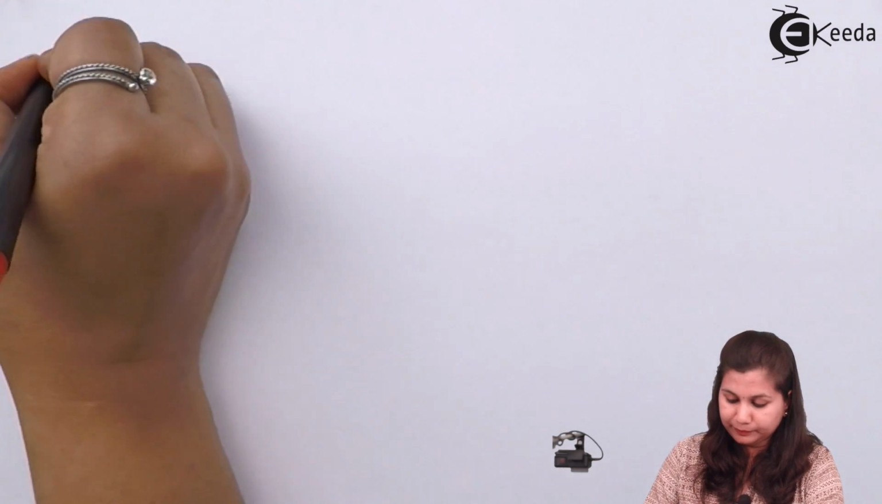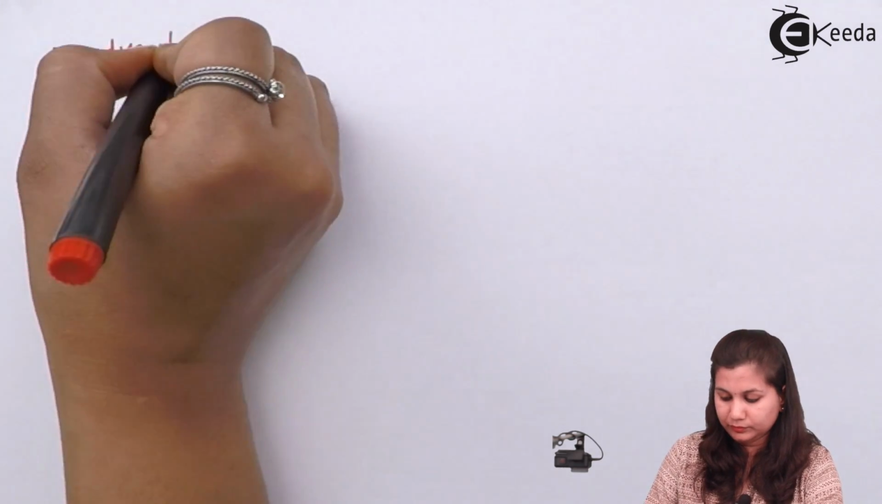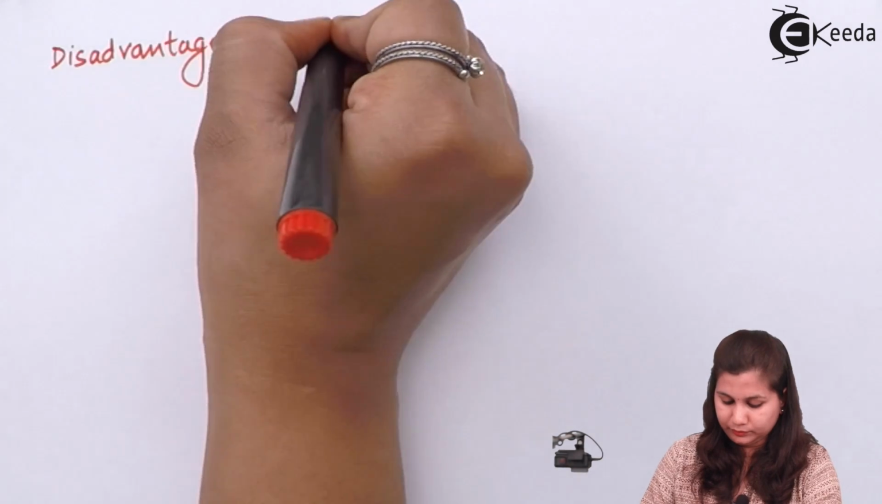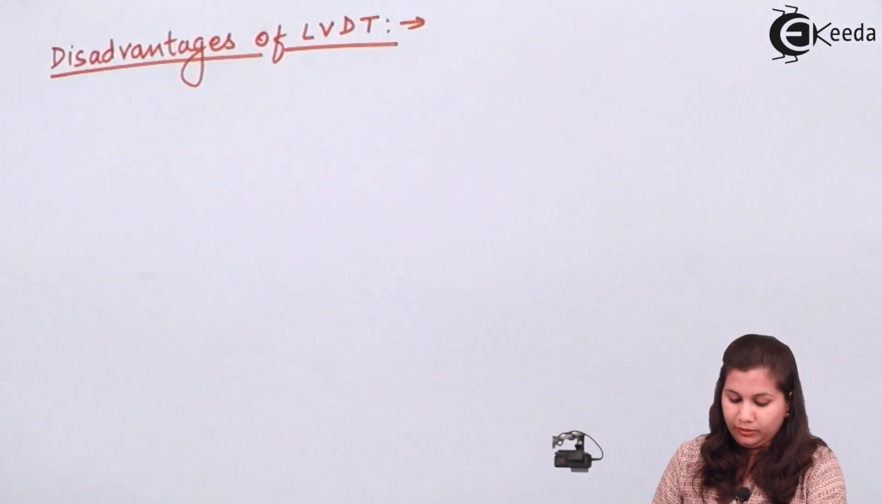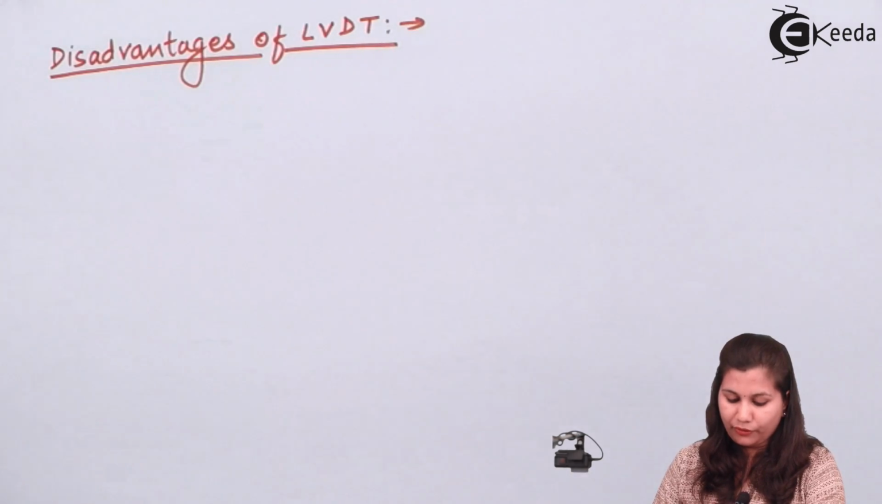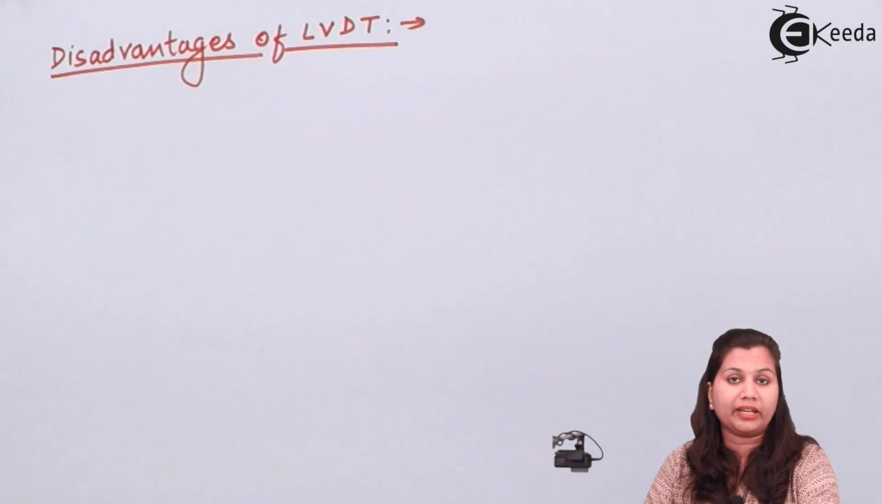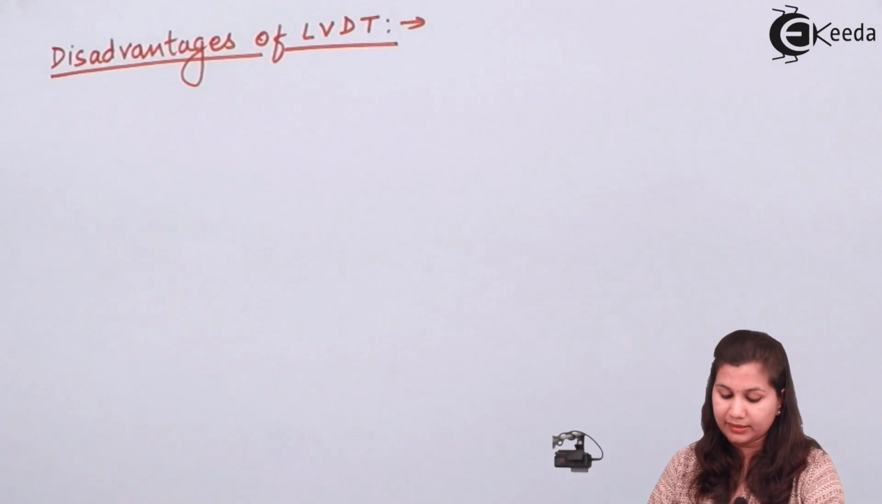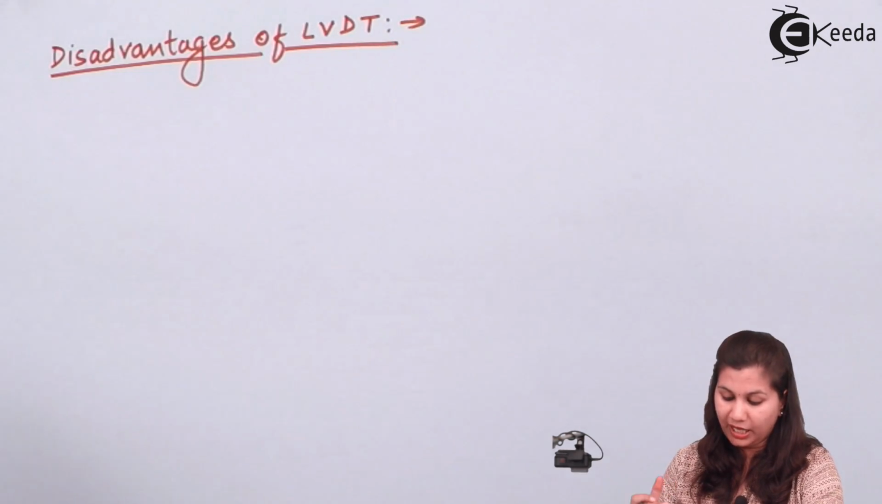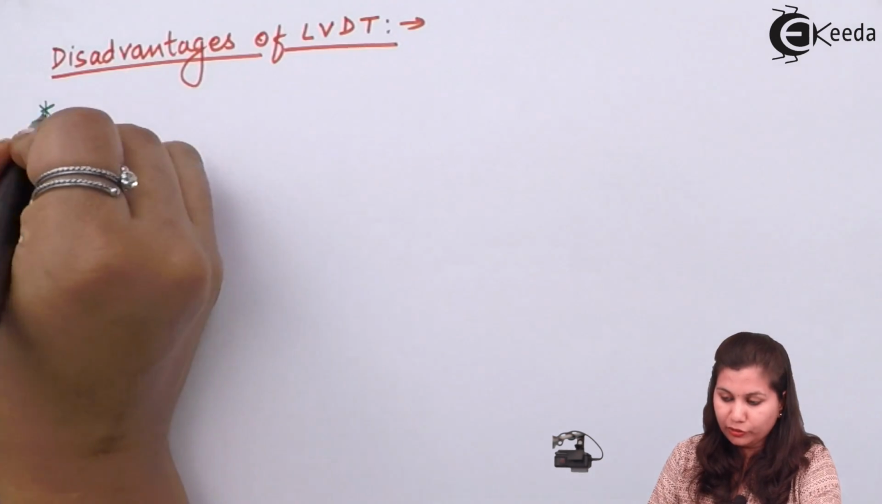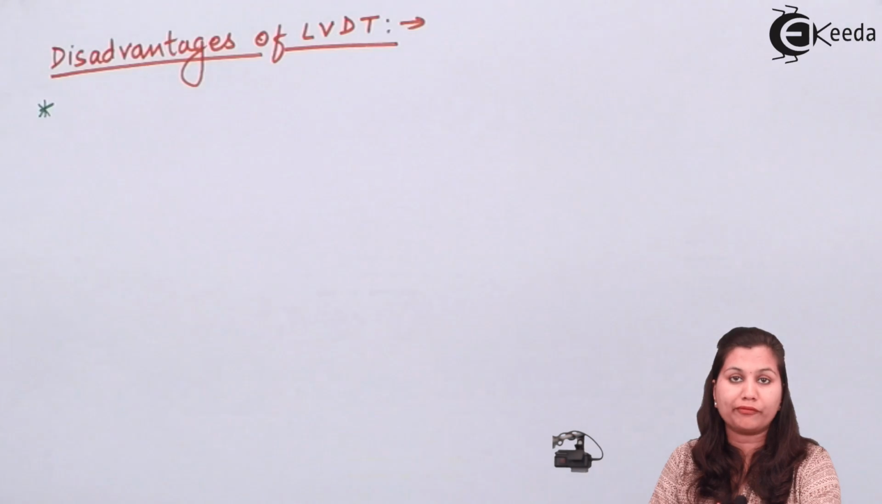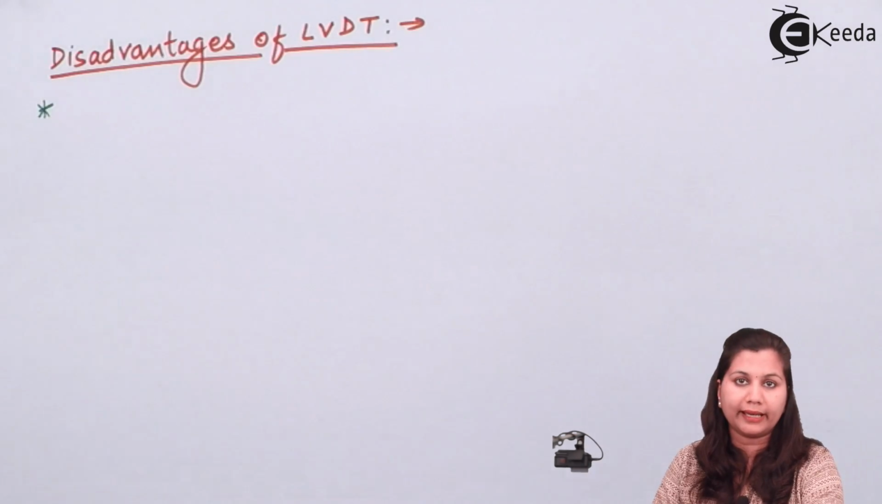Now let's come to the disadvantages of LVDT. If we are measuring a very large displacement, then a very large differential voltage will have to be produced. So it is difficult to measure a large amount of displacement through the LVDT.